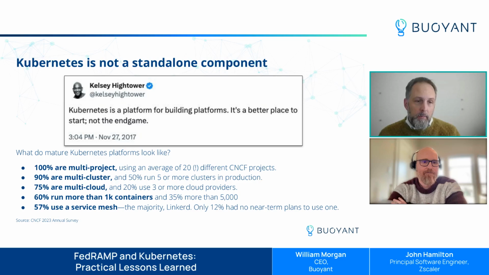I spent some time digging through the latest CNCF annual survey and filtering it to the really mature organizations that have used Kubernetes at scale and over years. 100% of them were multi-project. In fact, the average number of projects they used was 20, incredibly high, and that's CNCF projects alone, not even counting non-CNCF projects. 90% of them were multi-cluster, 75% were multi-cloud, right? So you end up with a very, very rich and complex environment.